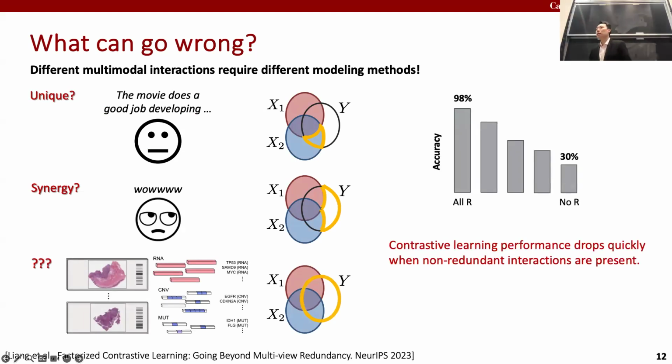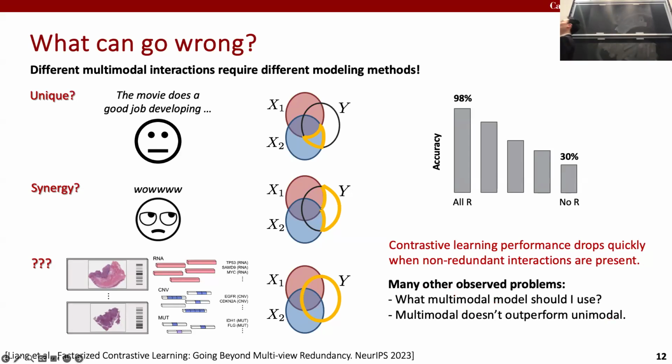Over here, I'm showing a very simple example of taking contrastive learning, a method designed for learning redundancy between your modalities. When there's a lot of redundancy in your data, they work really well, 98% performance. And as you slowly start increasing the amount of other interactions and decrease the amount of redundancy, these methods slowly start decreasing in performance to as low as 30%, very close to random. And that's just one problem in a long list of problems that we have in multimodal learning today. We don't have answers to basic questions, such as if I have a multimodal data set, what is the right model to use? Similarly, why is it that sometimes I spend so much time and effort training multimodal models, but yet it doesn't even outperform a very simple baseline using only a single modality?